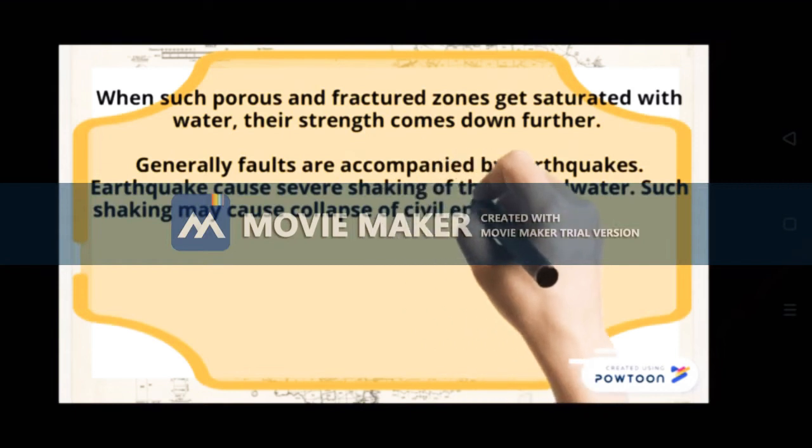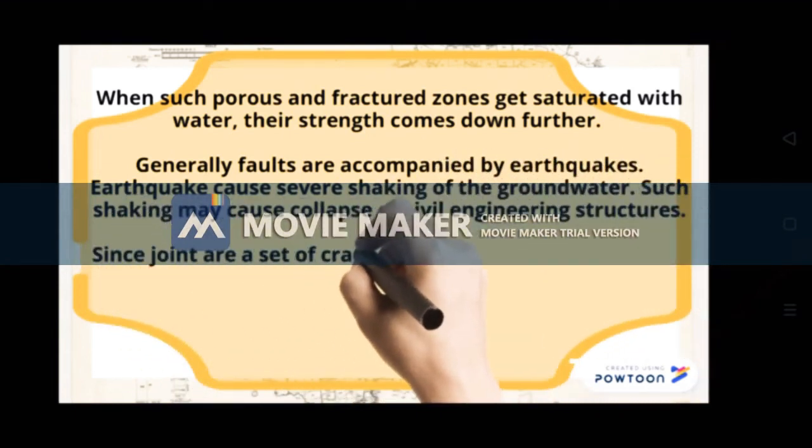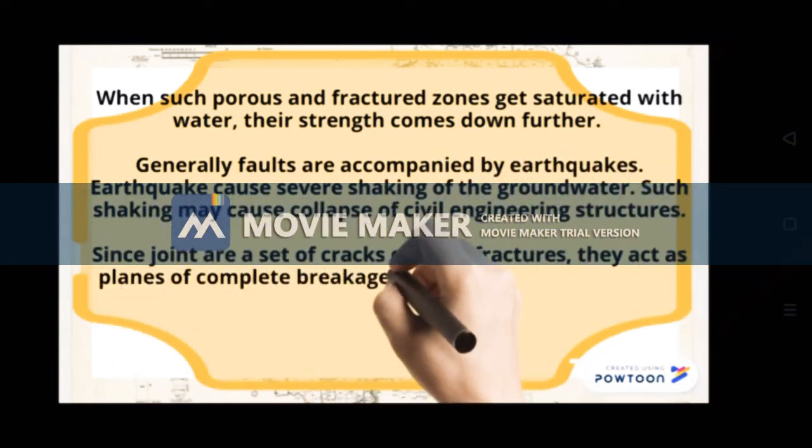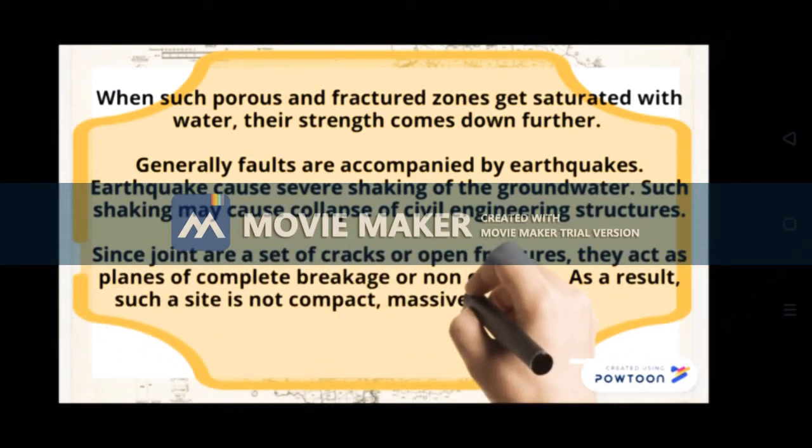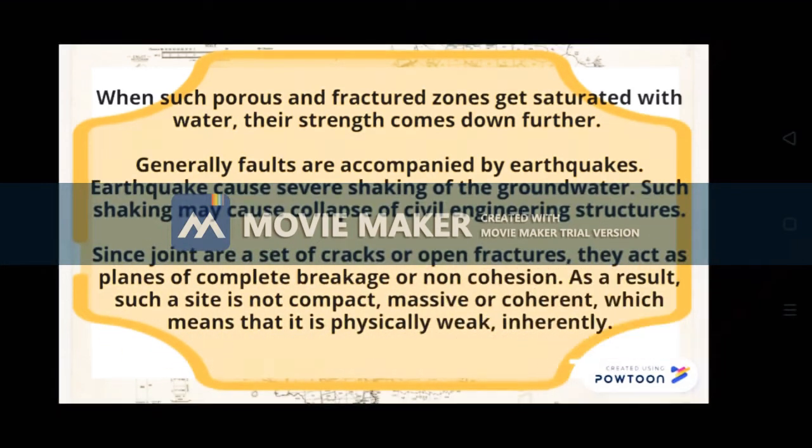Generally, faults are accompanied by earthquakes. Earthquakes cause severe shaking of the ground. Such shaking may cause collapse of civil engineering structures.